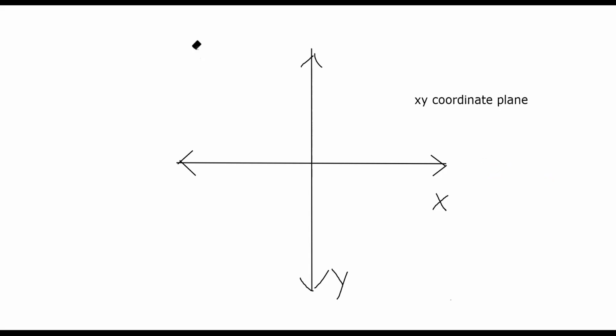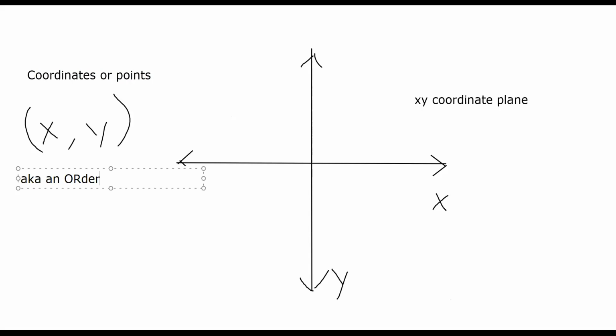Now, what you're going to have is coordinates or points. These coordinates or points have to have an X component and a Y component. You might have also heard it called an ordered pair. Ordered because the X value needs to come first, then the Y value. You can graph points by making little divots on the x-axis, on the y-axis.